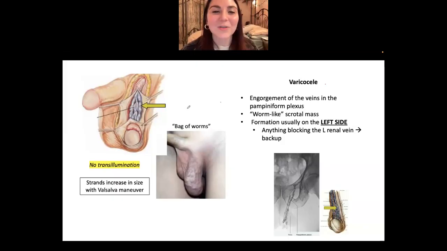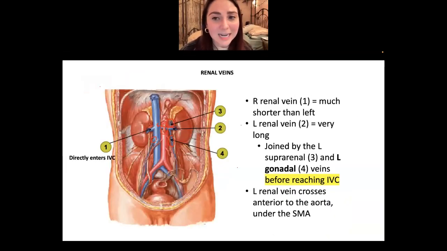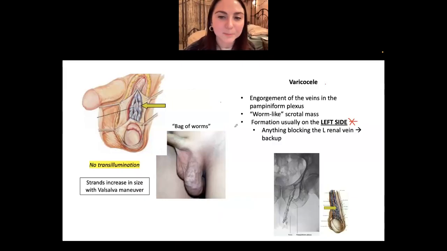Okay. So you'll see a bag of worms appearance, or a worm-like scrotal mass. They're talking about a varicocele because that's classically how they describe the pampiniform plexus engorging with blood. And like I said, it's always on the left side, because anything that can block the left renal vein can now cause a backup, versus the right. It's a lot harder to block off the entire inferior vena cava. Not saying it's not possible. You can have a really well-placed IVC tumor, but that's very uncommon. Versus up here, you can have tons of things blocking this, and then you're going to get it secondhand.